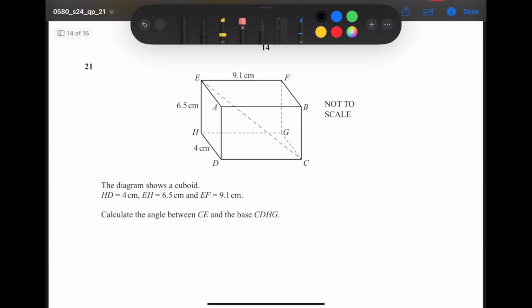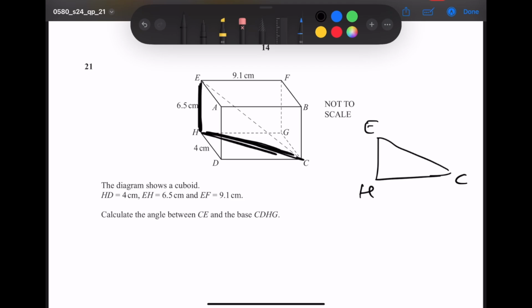So question 21 says, the diagram shows a cuboid. HD is equal to 4, EH is equal to 6.5, and EF is equal to 9.1. Calculate the angle between CE and the base CDHG. So to do this, we could make a triangle with CE and H. Since E is vertically above H, and H and C can have a line between them, and C and E are also connected. So since these 3 points are connected by straight lines, they produce a triangle.